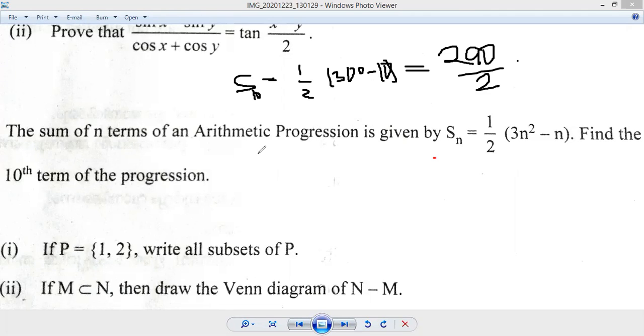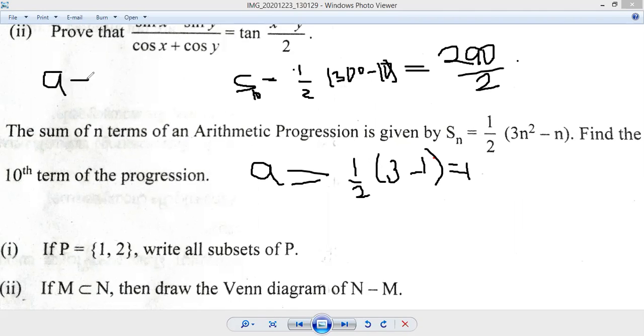Now, in order to find the first term, let's denote it by a, we can substitute the value of n to be 1. If we substitute n equal to 1, we will get the first term of the progression. So if we substitute 1, then the first term is 1 by 2 into 3 minus 1, right? Which is equal to 1. So we get the first term of the AP, which is a is equal to 1. Great.